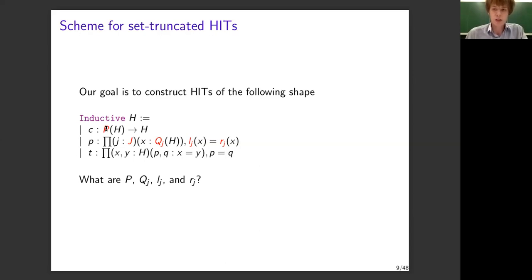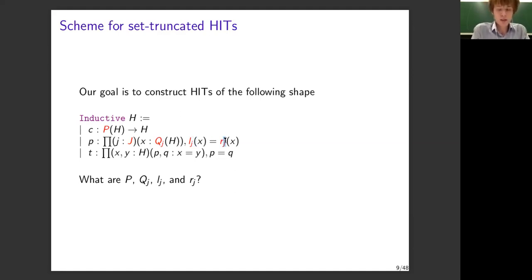So P is going to be a polynomial, J is going to be a type, because J just represents all possible path constructors in this higher inductive type, and Qj is going to be a polynomial. It is the arguments of our path constructors depend polynomially on the higher inductive type being defined. So now we need to specify what Lj and Rj are.